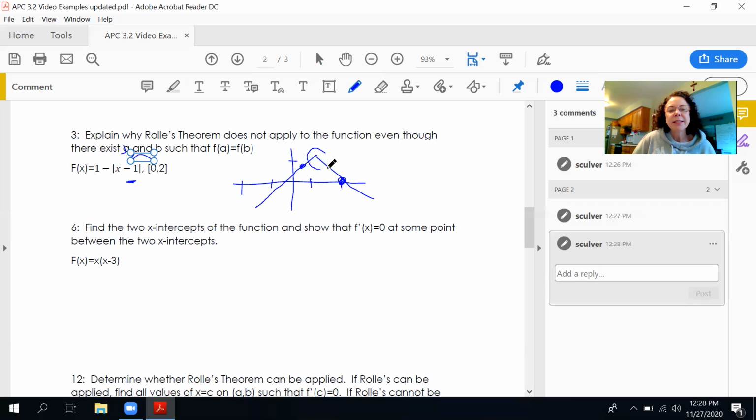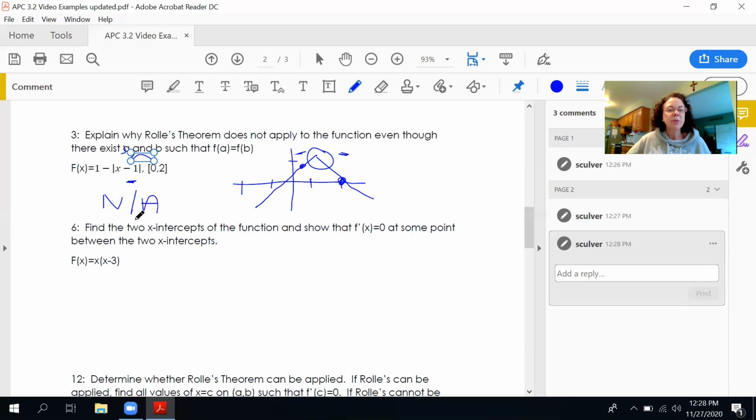Notice that the function is not differentiable. The derivative is not the same from the left and the right at the point (1, 1), which is between 0 and 2. So this function is not differentiable, so Rolle's theorem does not apply in this case.